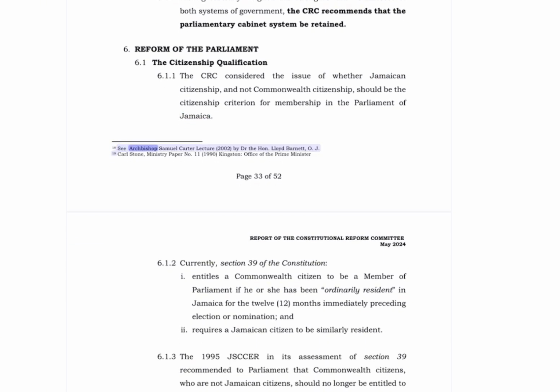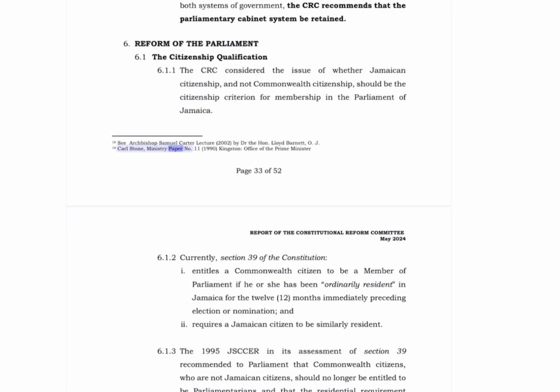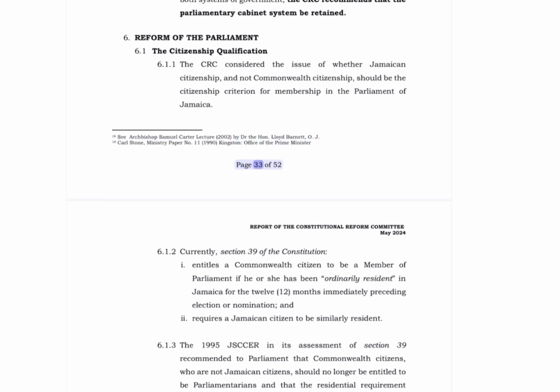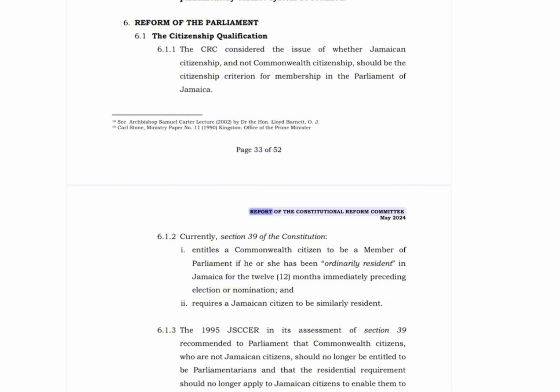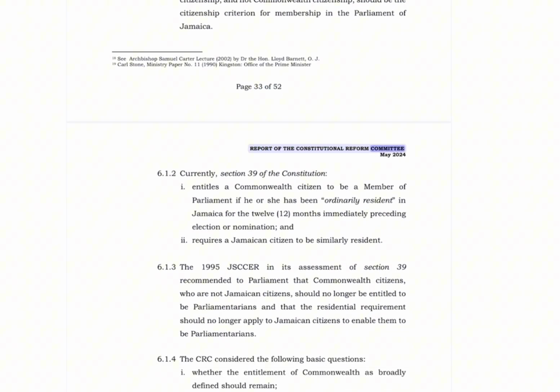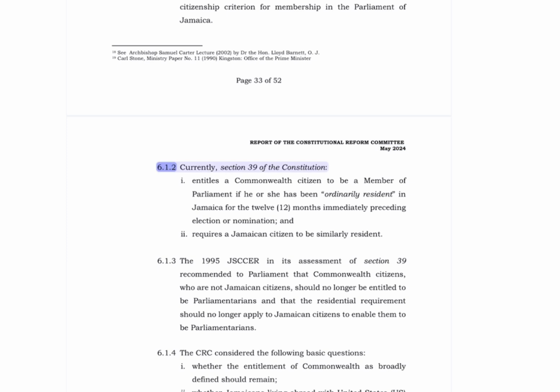18. See Archbishop Samuel Carter Lecture 2002 by Dr. the Honorable Lloyd Barnett, OJ. 19. Carl Stone, Ministry Paper No. 11, 1990, Kingston, Office of the Prime Minister. Page 33 of 52, Report of the Constitutional Reform Committee, May 2024.